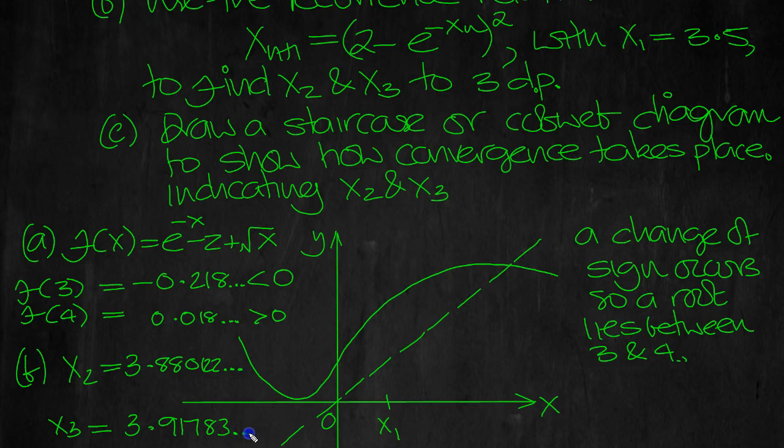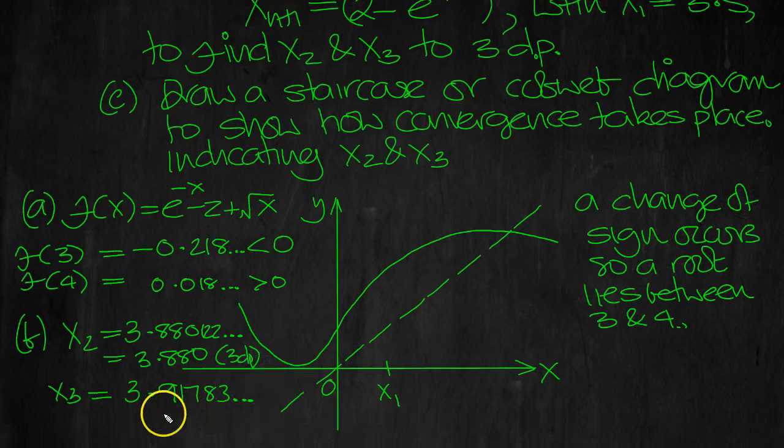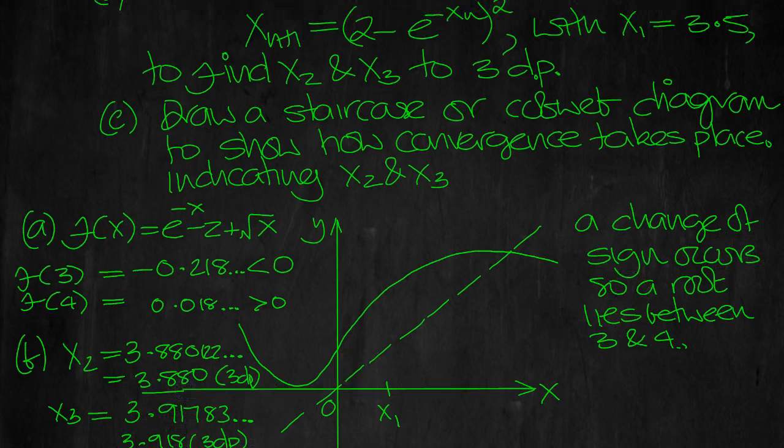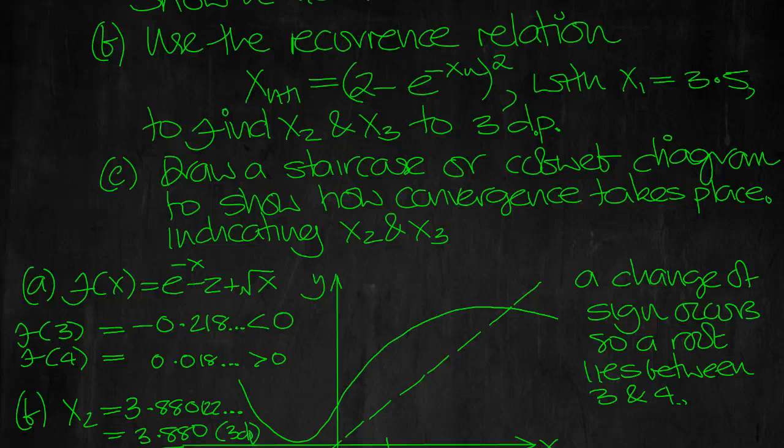So we found x to 3dp, so that would be 3.880, and this would be 3.918, and that's to 3 decimal places. So there's that part of the question done there in part B.